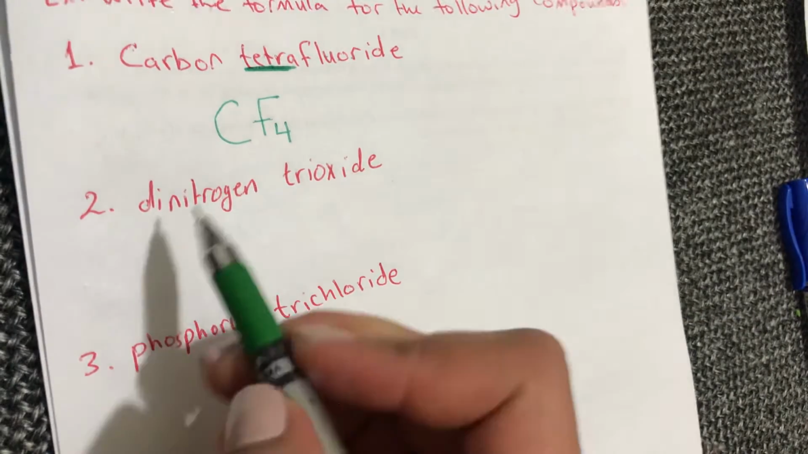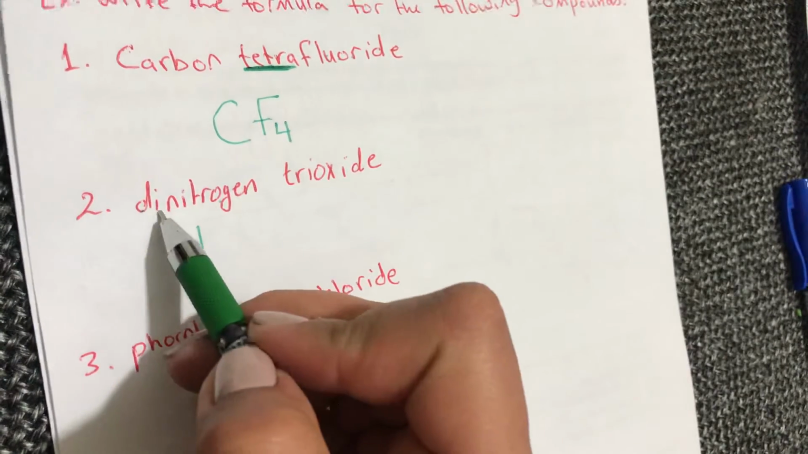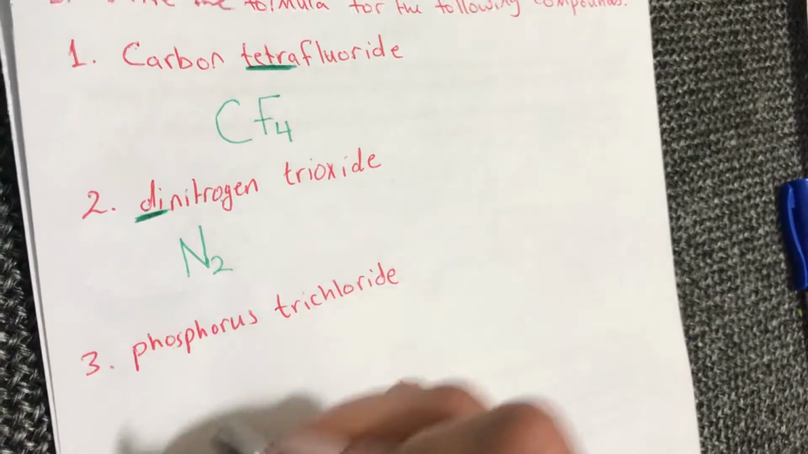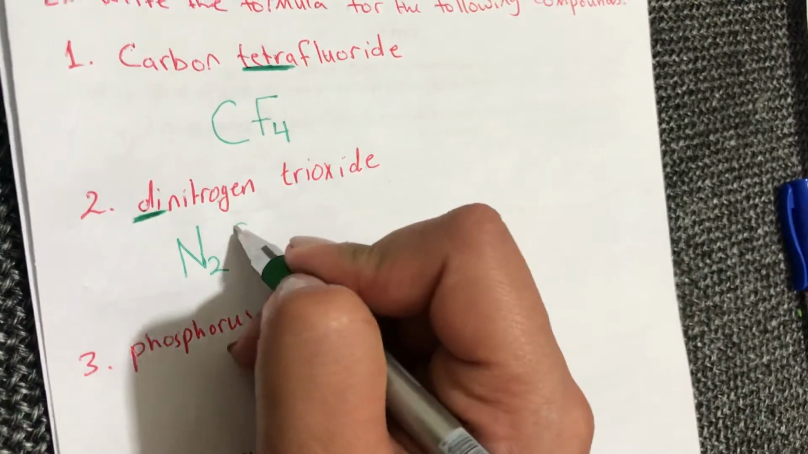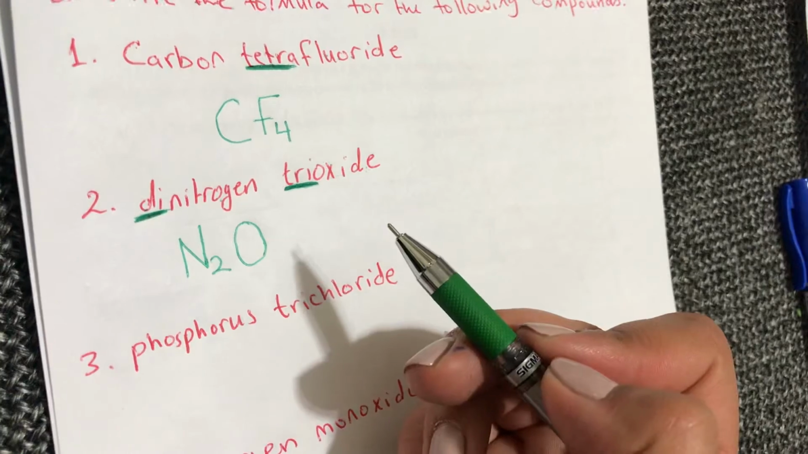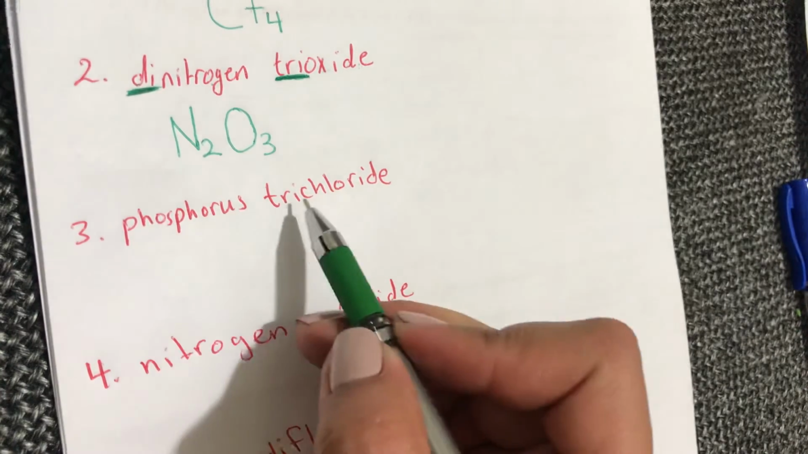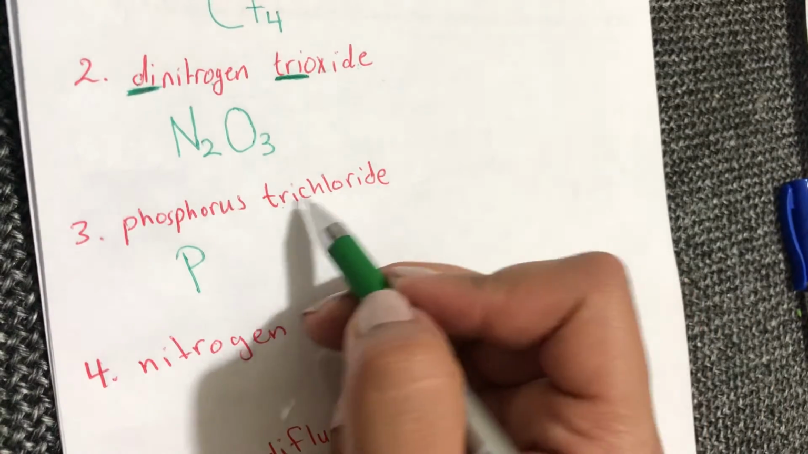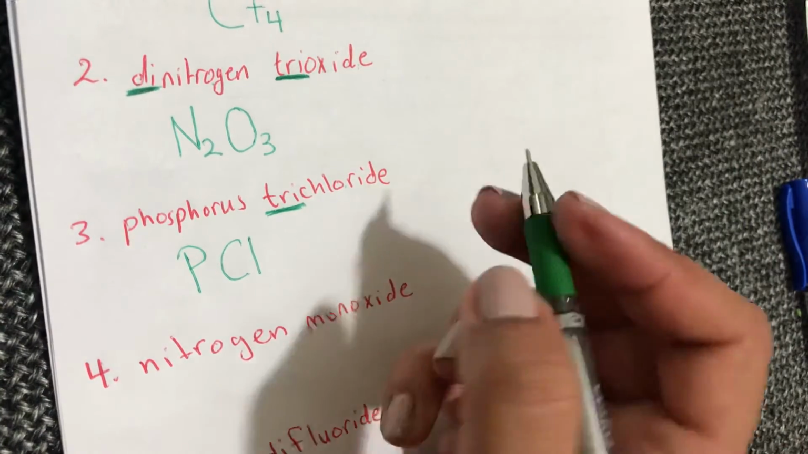Now what about dinitrogen trioxide? So nitrogen, and how many nitrogen? Di refers to the number 2, so 2. Now trioxide, oxide for oxygen. How many oxygen? Tri refers to number 3. Now phosphorus trichloride, phosphorus for P, trichloride, chloride Cl. How many chlorine? Tri, so number 3.